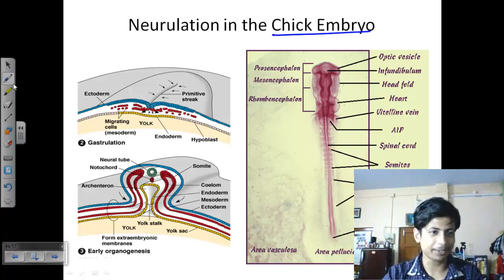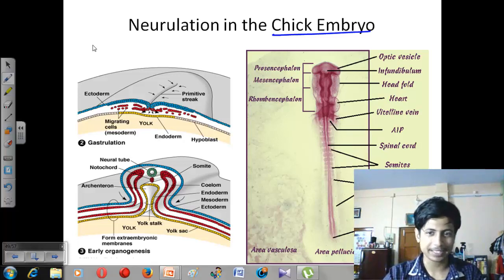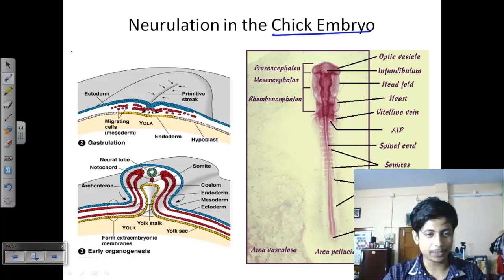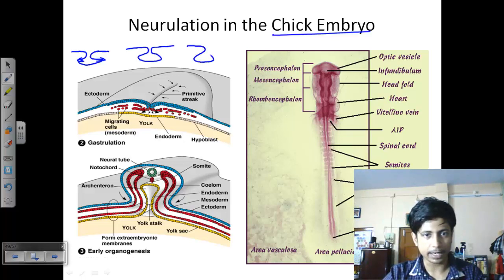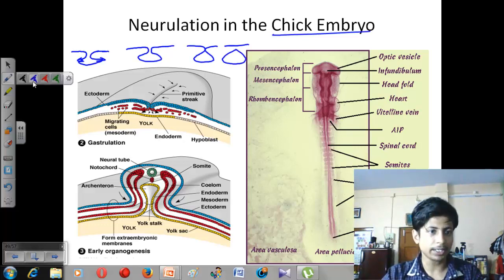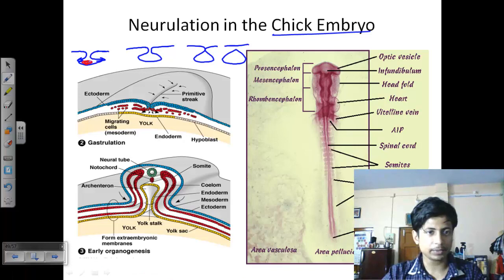So how does this process work? Again, let me draw. It works like this. These are the cell lines, and this arrow is the direction of the migration of the cells. So while the cells are migrating like this, and then finally like this, see, this is a neural cell that is present in the middle throughout.